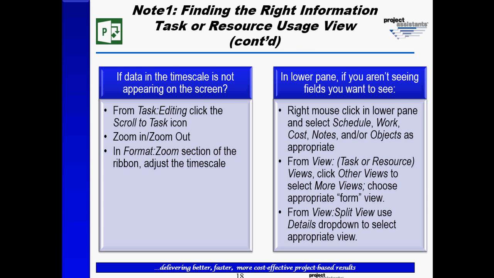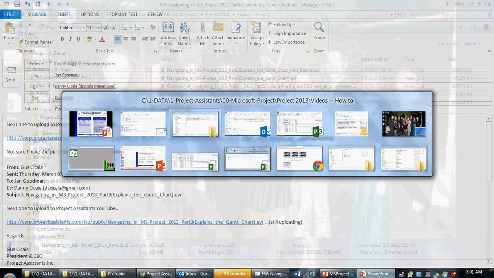We're also going to look at whether the data in the time scale is appearing on the screen at all. Sometimes we're going to see time scale data where there's no data there, so we're going to use the go to scroll to the task that has the information on it. And in the lower pane, if we're not seeing what we want to see, we're going to right mouse click and split. So this is also a view that can be split. Let's go into Microsoft Project and explore what we're looking at.